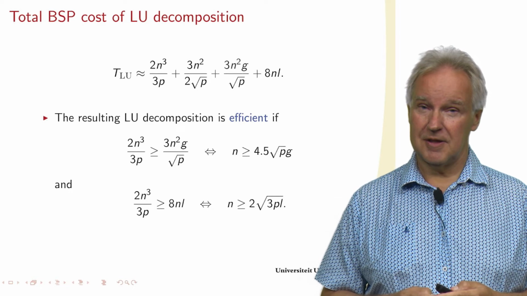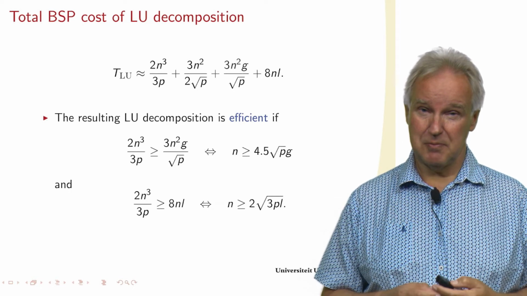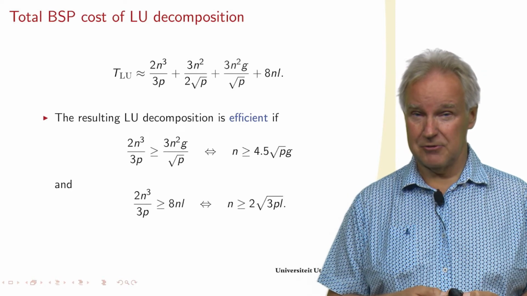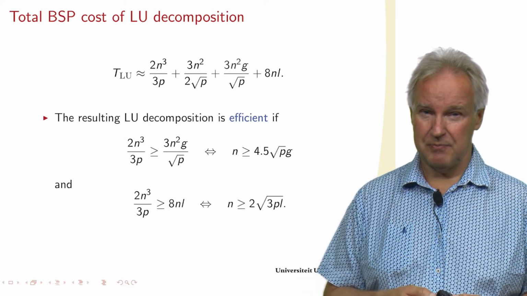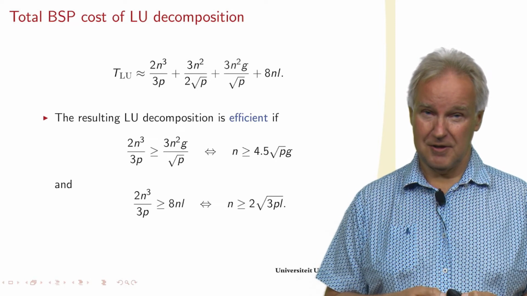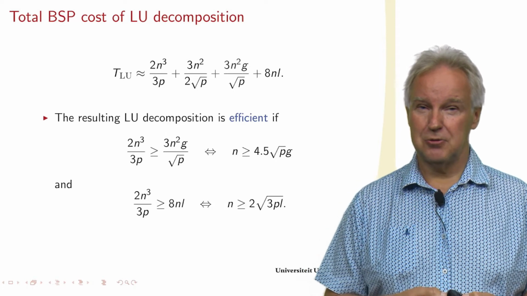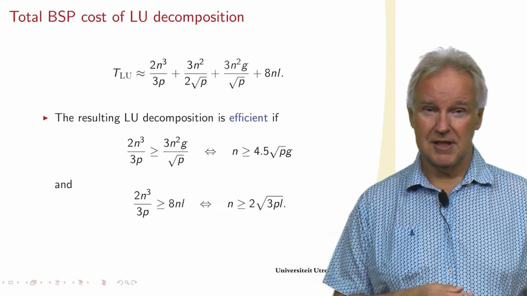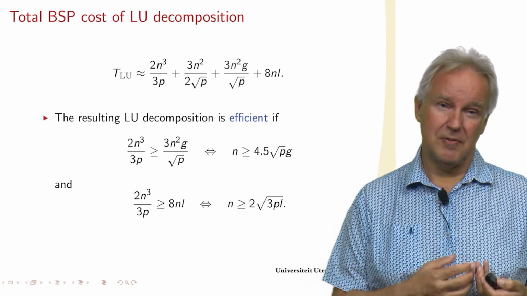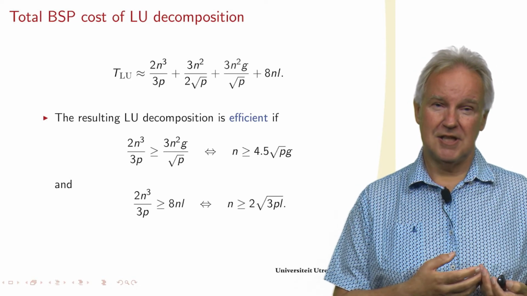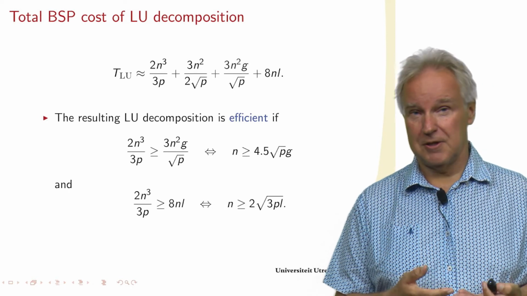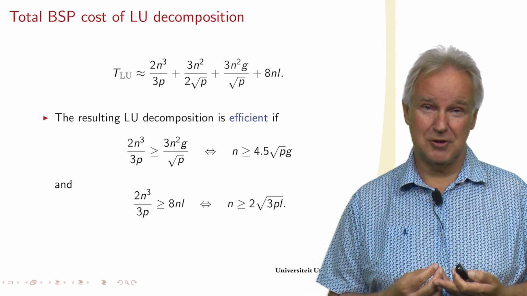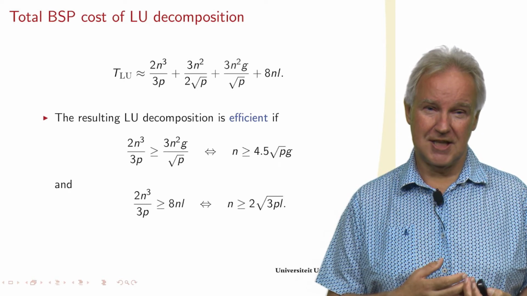So the efficiency is also determined by comparing the computation cost with the synchronization cost. And the synchronization cost is 8 times nL. And that also gives us an n which should be at least 2 times the square root of 3pL. And because of that square root, the synchronization cost of a single synchronization is less important. You can also say because we have an n in this cost formula instead of n cubed for the computation, synchronization cost is less important.